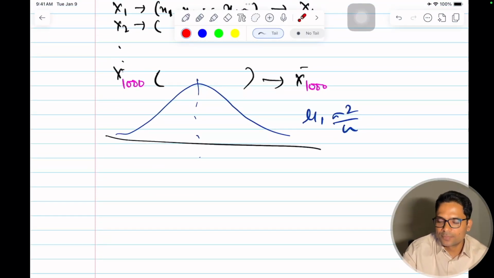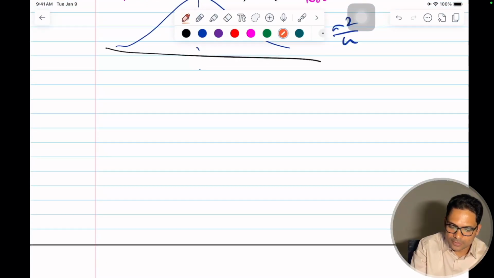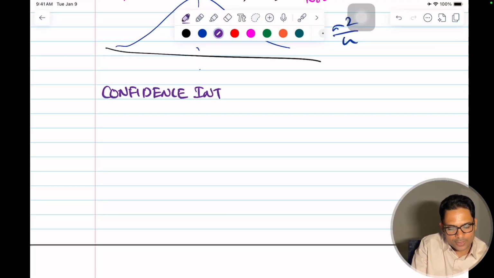Now let's move to the next topic, and the last topic of today, very interesting: confidence intervals. We use this central limit theorem to calculate confidence intervals.